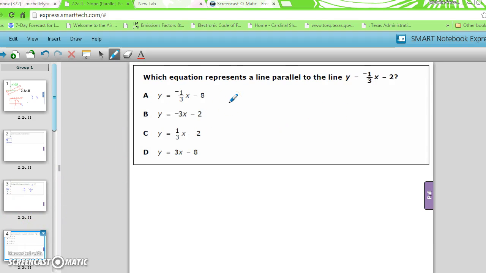Next, which equation represents a line parallel? Don't worry about the y-intercept. When we talk about parallel and perpendicular, you just want to look at the slope. So the slope is -1 over 3, and if it's parallel, remember they have to have the same slope. So the answer is A, because then they'll never intersect.